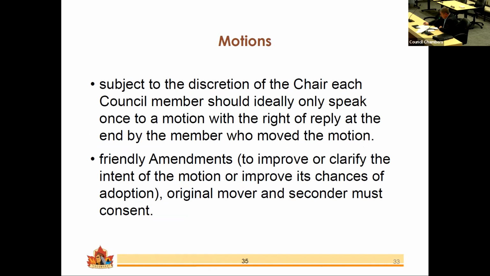Next slide. Again, subject to the discretion of the chair, each council member should ideally on a motion only speak once to that motion. The mover usually has the right of reply or right of final reply. But again, that's a discretionary item for the chair. And then friendly amendments at times. The goal behind that is to try to improve or clarify the intent of the motion, and possibly improve the chances of it being voted upon and finally adopted. Key requirement of that: your original mover and seconder must consent to that friendly amendment language.